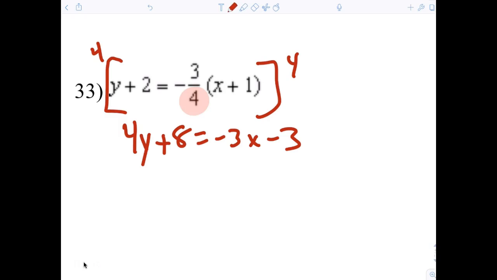So your final answer would be 3x plus 4y equals negative 11. Beautiful. 3x plus 4y equals negative 11. All right. Everybody good? Yeah. All right, here we go.